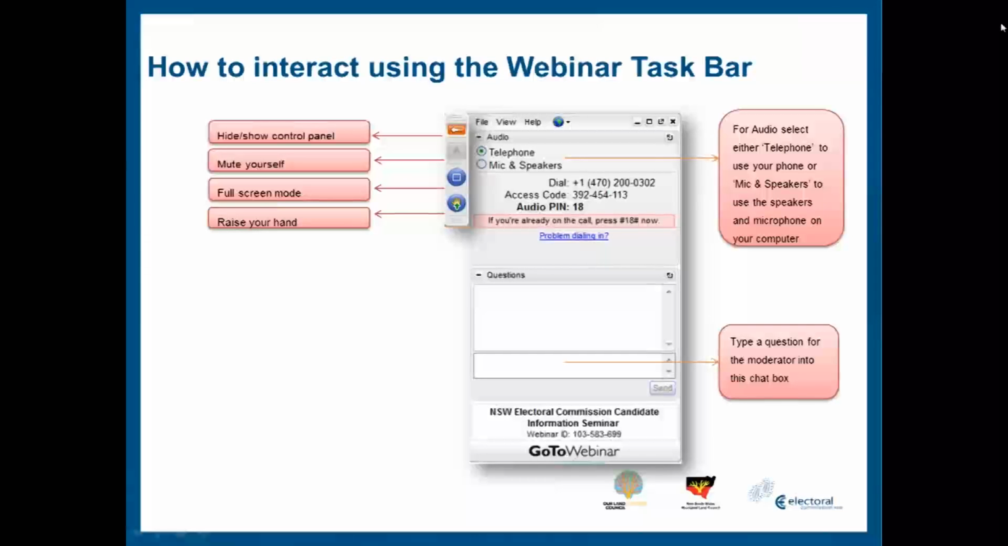The webinar taskbar is currently on screen. If you wish to view this presentation in full screen mode, click on the third icon down on the left-hand side. There are other icons as well to help you during this presentation.